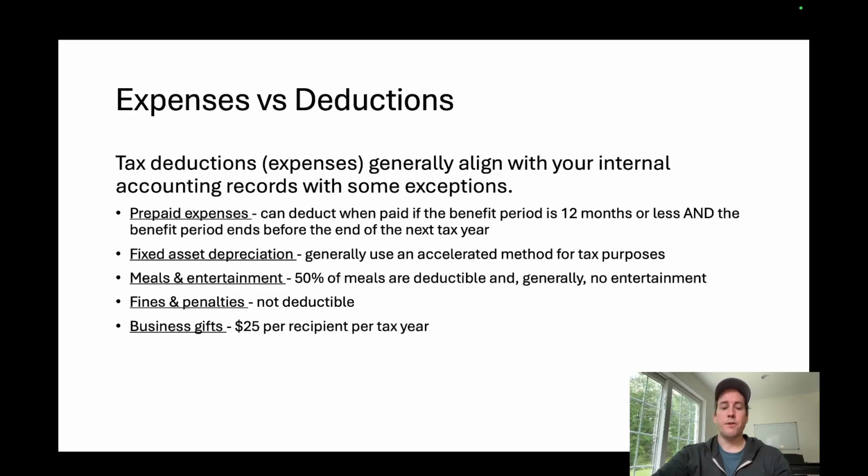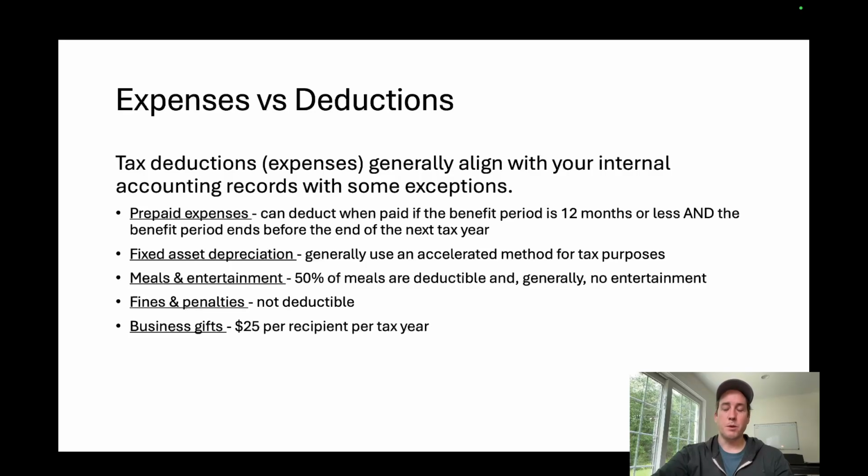The next item is fixed asset depreciation. Typically for your internal accounting records, you would use straight line depreciation. So if you bought a piece of equipment or a vehicle, you might depreciate that over 5 to 7 years, depending on how long you think the equipment will be useful to you for. And you would just take the total cost of that asset divided by those years, and that is the amount that you would expense in a given year.